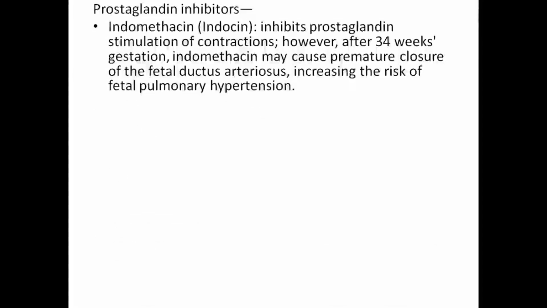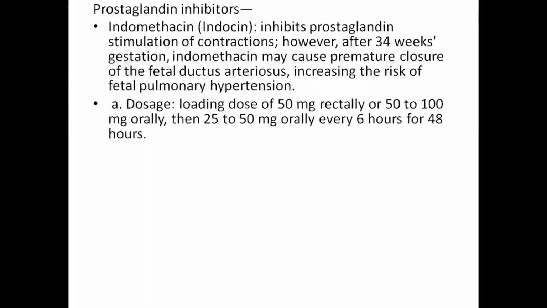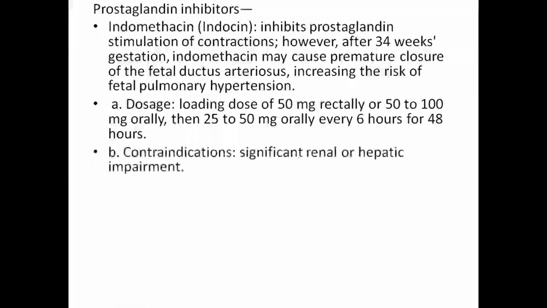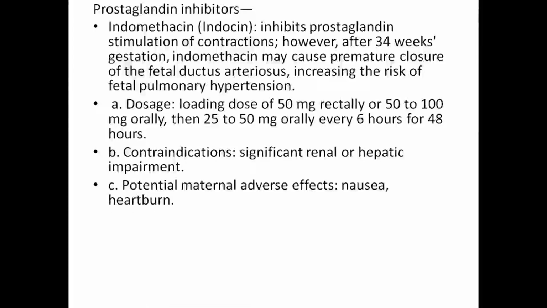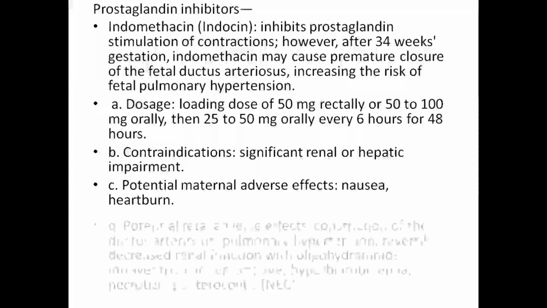Prostaglandin inhibitors, indomethacin or Indocin, inhibit prostaglandin stimulation of the contractions. However, after 34 weeks gestation, indomethacin may cause premature closure of the fetal ductus arteriosus, increasing risk for fetal pulmonary hypertension. Dosage: loading dose of 50 mg rectally or 50 to 100 mg orally, then 25 to 50 mg orally every 6 hours for 48 hours. Contraindications: significant renal or hepatic impairment. Potential maternal adverse effects include nausea and heartburn.